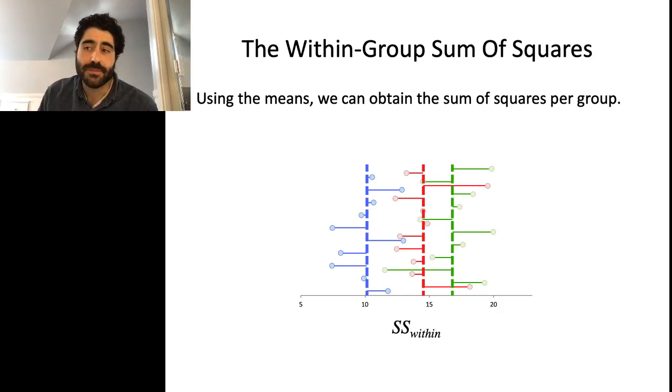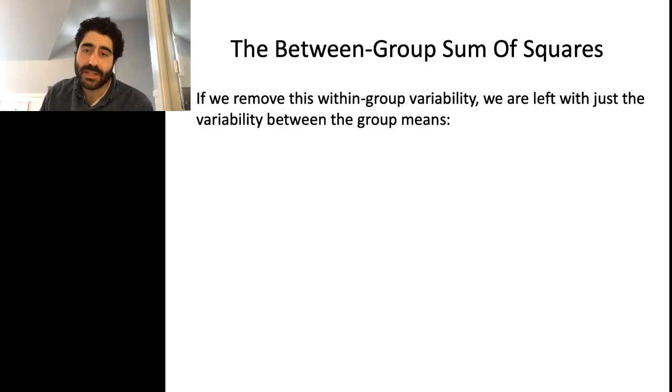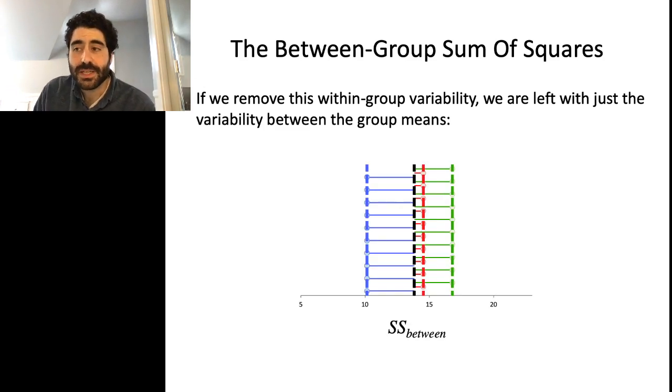So this is the within group sum of squares, telling us how much variability there is inside each of the groups. And the complement to this is the between group sum of squares: if we ignore this within group variability and just look at the group means, we get the between group sum of squares, which is basically asking how far these means are from the grand mean. For every point, imagine we're getting rid of the within group variability, pretending that all of the blue points are exactly the blue mean, and same for the red and the greens.